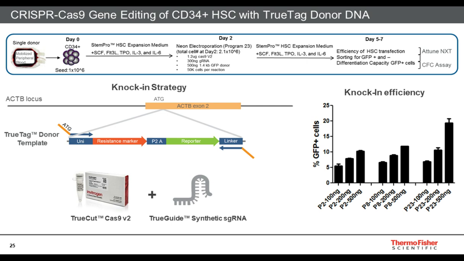And here's an example of using the TrueTag to tag this gene. You can see that we looked at a few different markers, and within 5 to 7 days, we were able to assay these cells using the colony forming count as well as the Attune NxT to look at the differentiation capacity of these GFP positive cells.